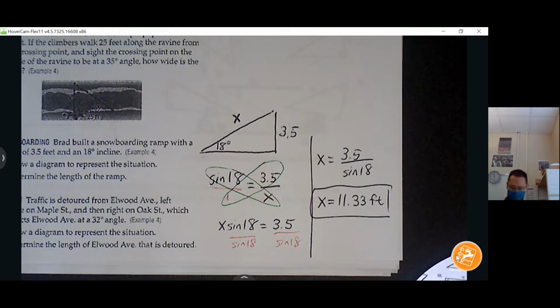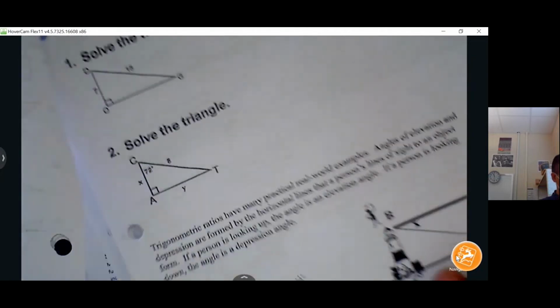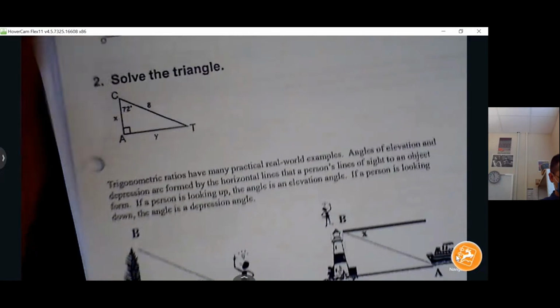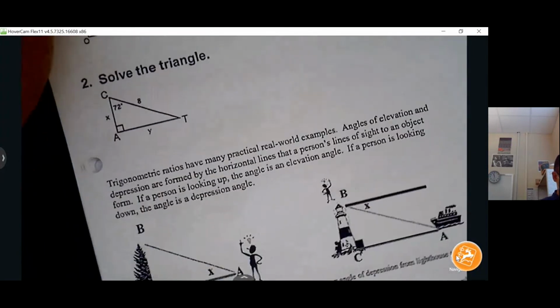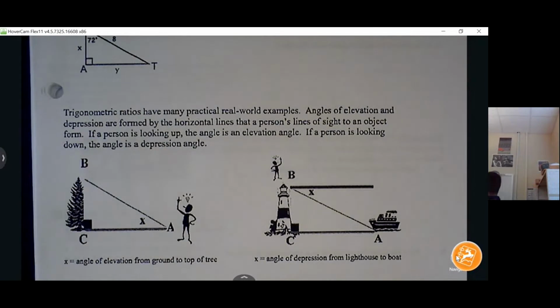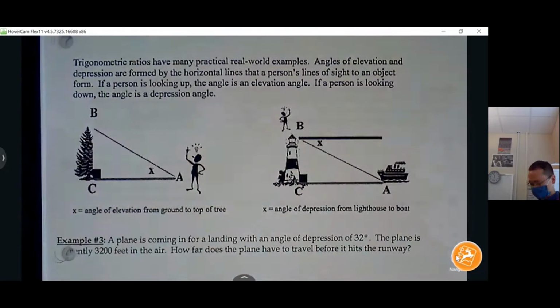Okay, questions? All right, let's go to page 10. Okay, this is the middle of the page here, page 10.